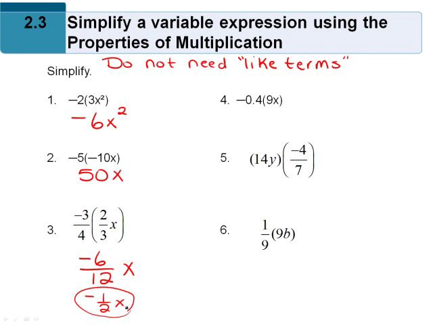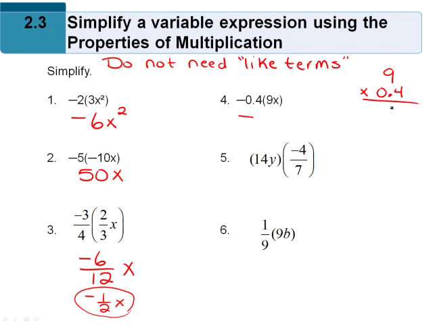Now the next one, even if it's decimals, you still just multiply the numbers. So number 4, we have negative 0.4 times 9. So first of all, a negative times a positive is a negative. Now if you have a hard time with decimals, and I have a hard time keeping the decimals straight in my head, we're multiplying 9 times 0.4.